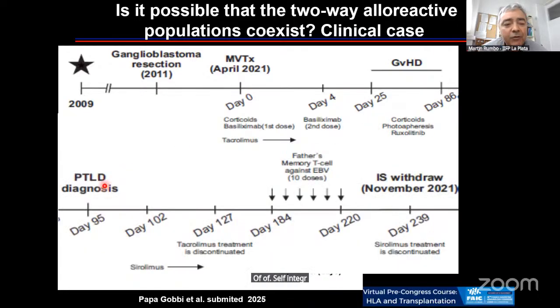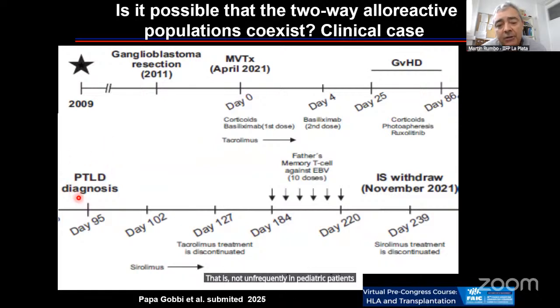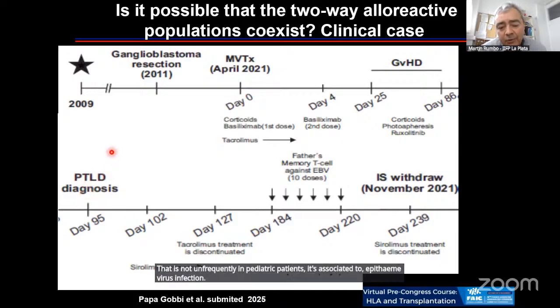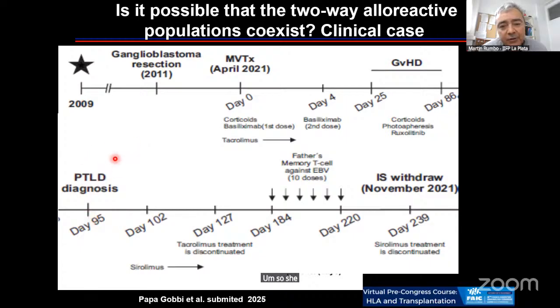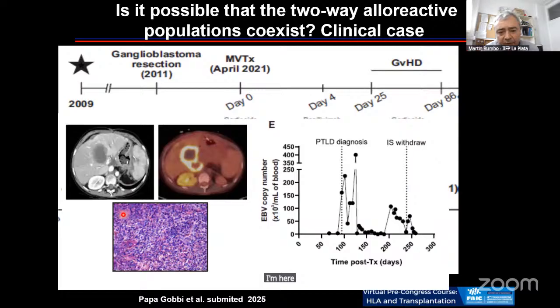But unfortunately, some months later, she started with a post-transplant lymphoproliferative disorder. This is a complication that is not infrequent in pediatric patients. It's associated with Epstein-Barr virus infection. So she had a primary infection of Epstein-Barr virus in these days that triggered this PTLD reaction. And here there is some of the clinical characterization of the PTLD.